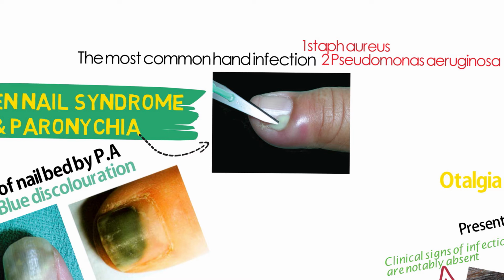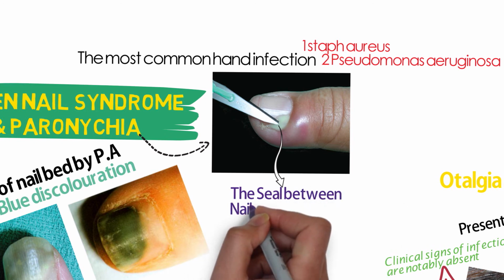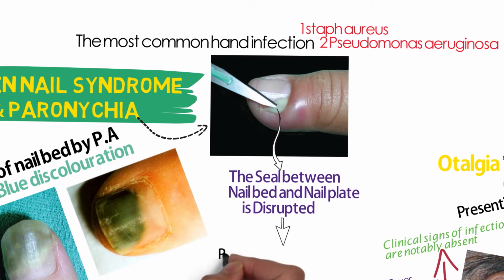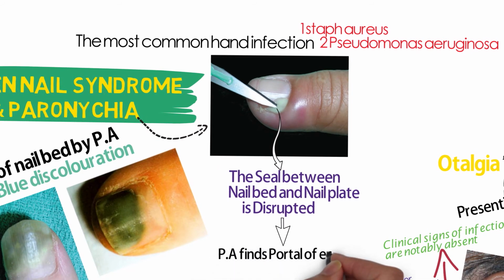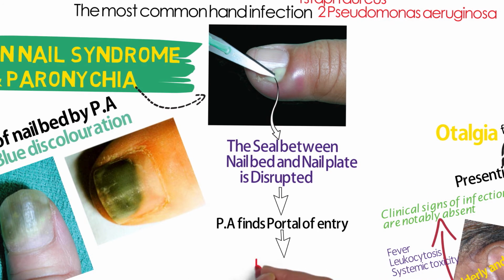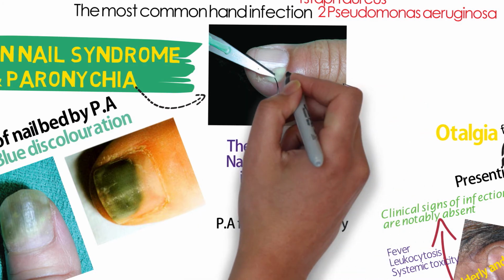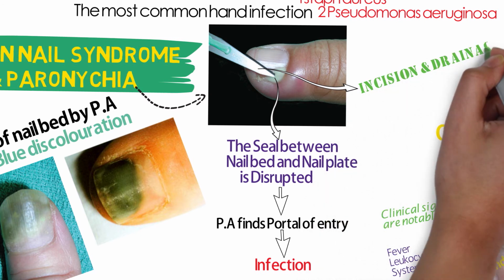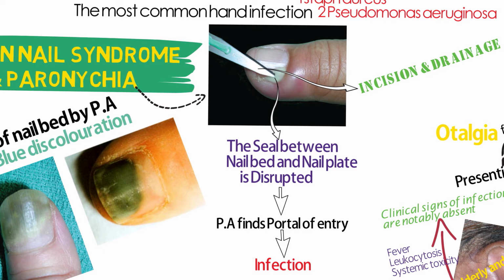Paronychial infection develops when the seal between the nail fold and the nail plate is disrupted. When there is a disruption, Pseudomonas aeruginosa finds a portal of entry. When it finds the portal of entry, it goes there and causes the infection. That's the way. The management is incision and drainage and antimicrobial therapy. Okay.